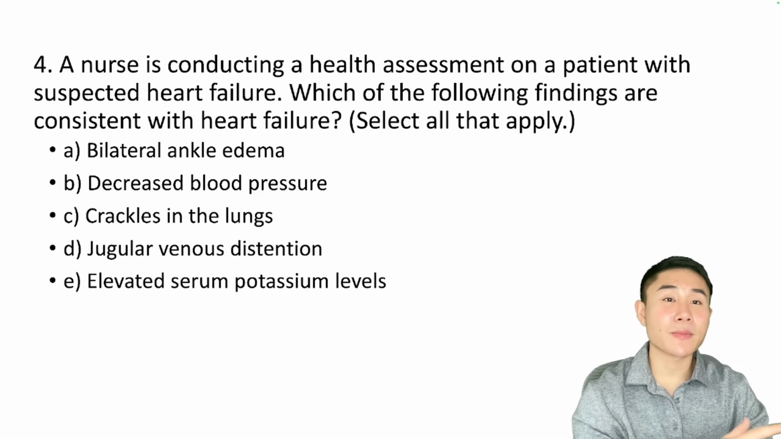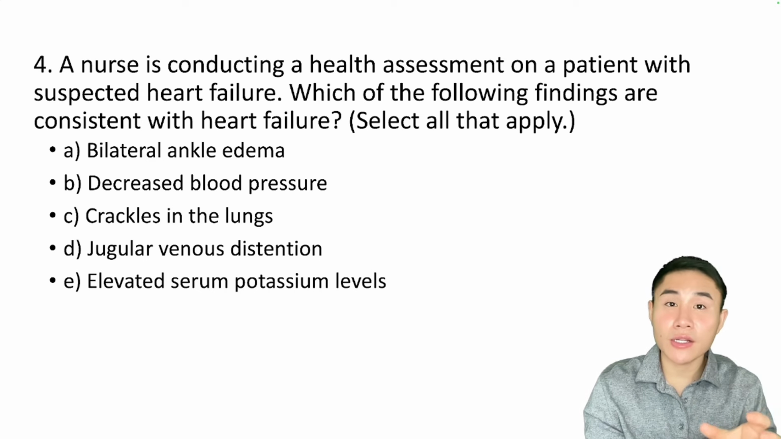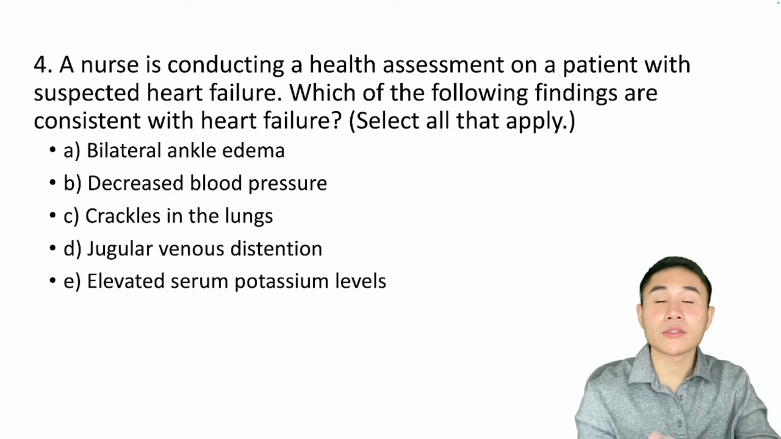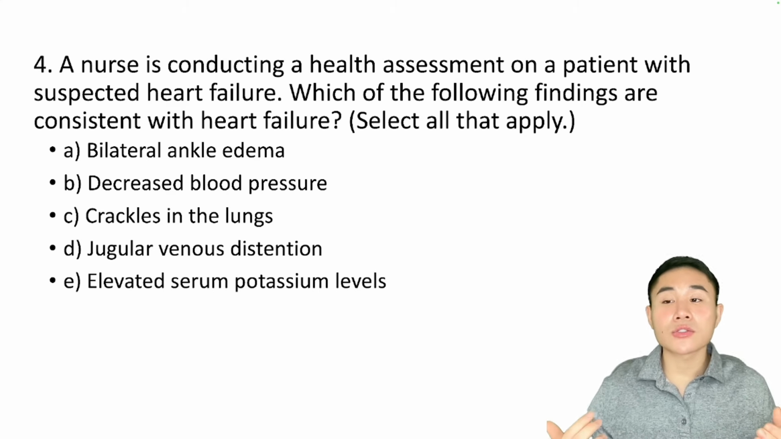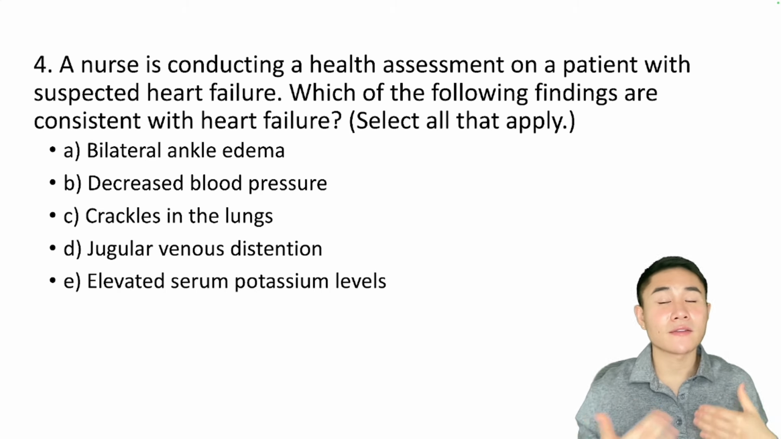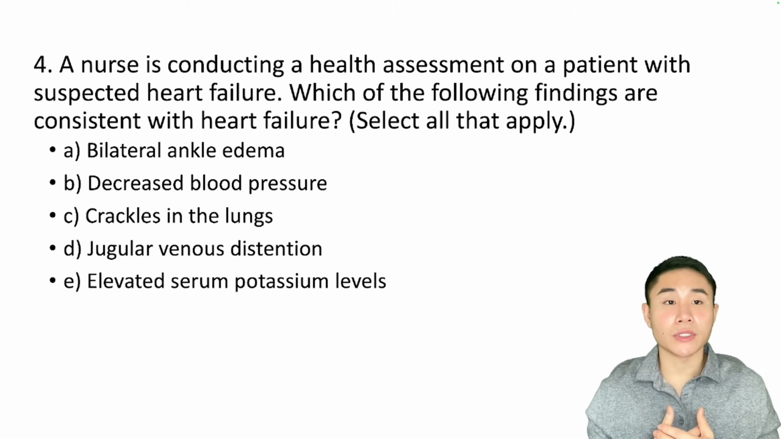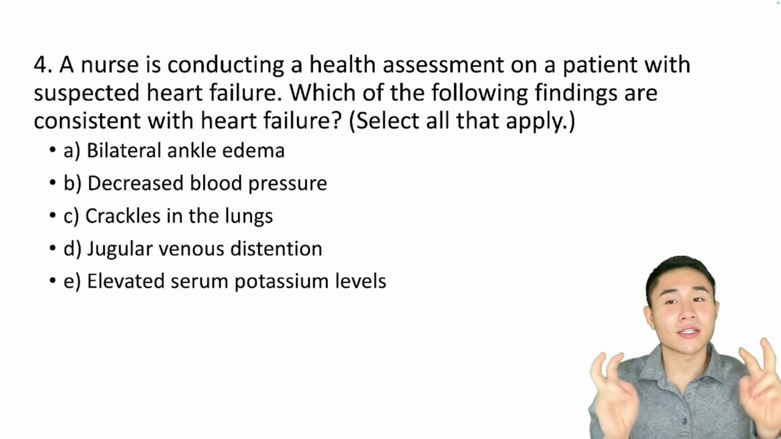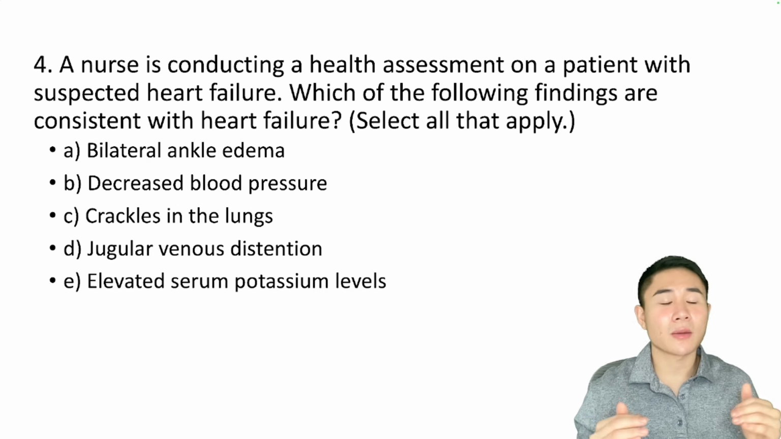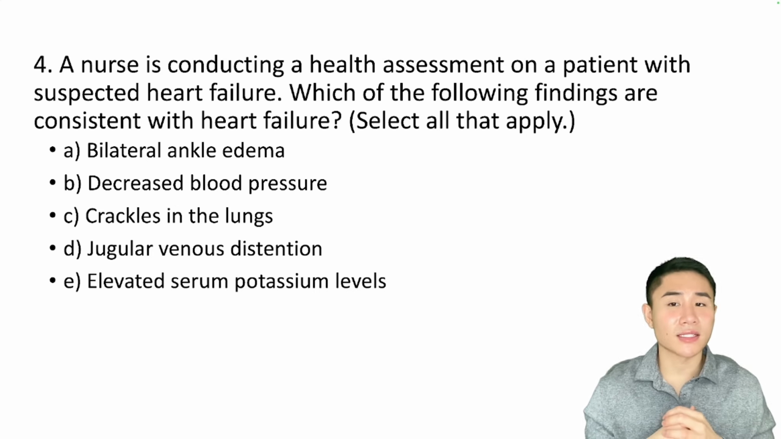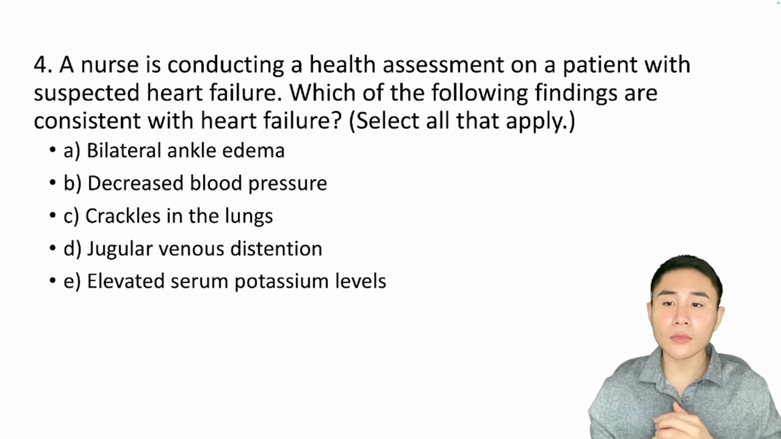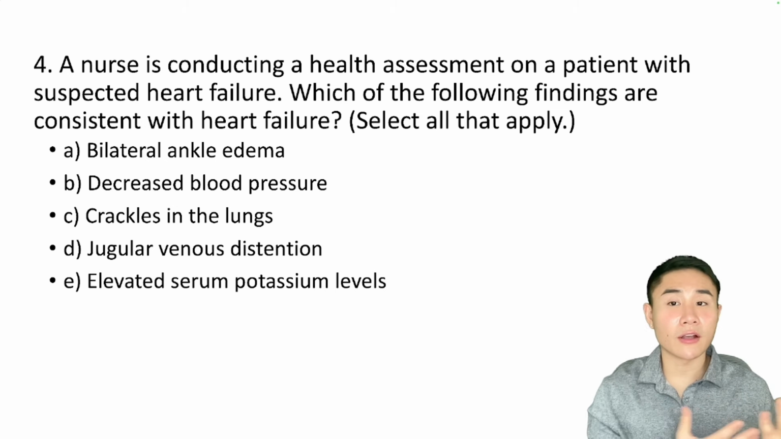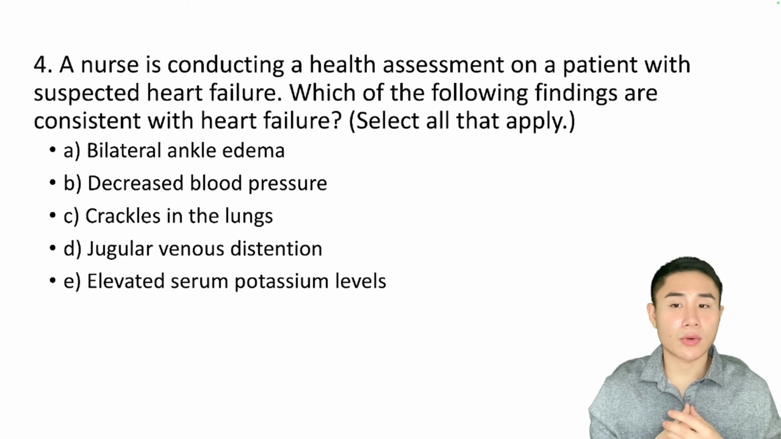The body will try to make the arteries more rigid so that there's more force for the perfusion of the blood to the rest of the body and to the organs. So in later stages, when the patient has severe heart failure, then the blood pressure will decrease. With someone who we are conducting a health assessment on and the patient is only suspected of having heart failure, decreased blood pressure is not an answer consistent with heart failure at the moment. So usually heart failure will cause backup of fluid, the pooling of blood. So B is not the correct answer.